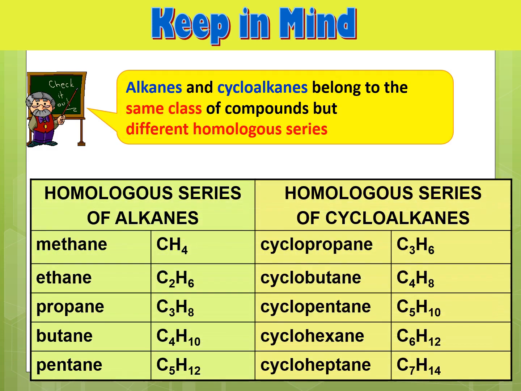As a reminder, alkane and cycloalkane belong to the same class of compound but different homologous series. Example: methane, ethane, propane, butane, pentane is a homologous series of alkane. Cyclopropane, cyclobutane is a homologous series of cycloalkane.